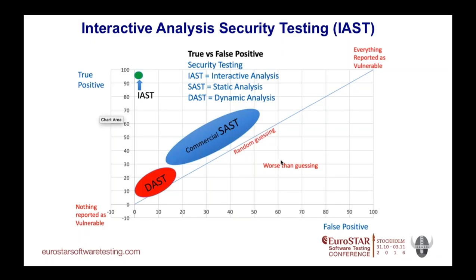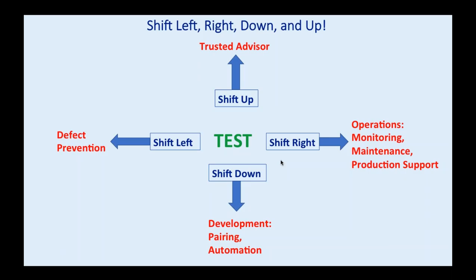So working in the IAST field and working in environments where they use IAST technology, for me there's no going back to DAST and SAST. And a word of caution: there are some open source tools that fall below that random guessing line on this graph, where you're better off not having a tool at all than looking at the advice of what the tool reports.